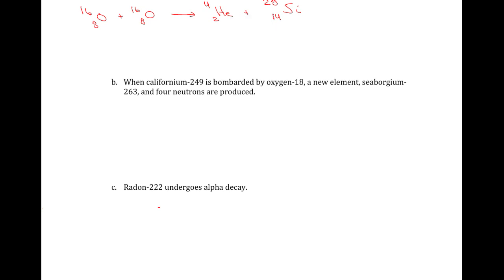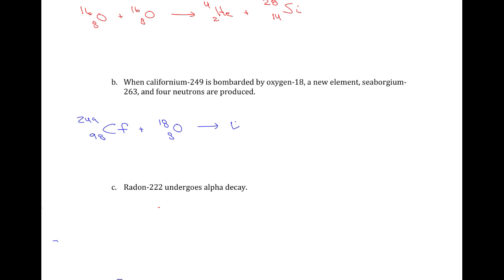Let's see. When californium-249 is bombarded by oxygen-18, a new element, seaborgium, which is named after Glenn Seaborg, a synthetic element, seaborgium-263 and 4 neutrons are produced. First I'm going to write down my californium, which is element number 98 on my periodic table. So it's californium-249. I'm going to add my oxygen-18. I'm going to bombard it with oxygen-18. Oxygen is element number 8. So I'm going to end up producing 4 neutrons.